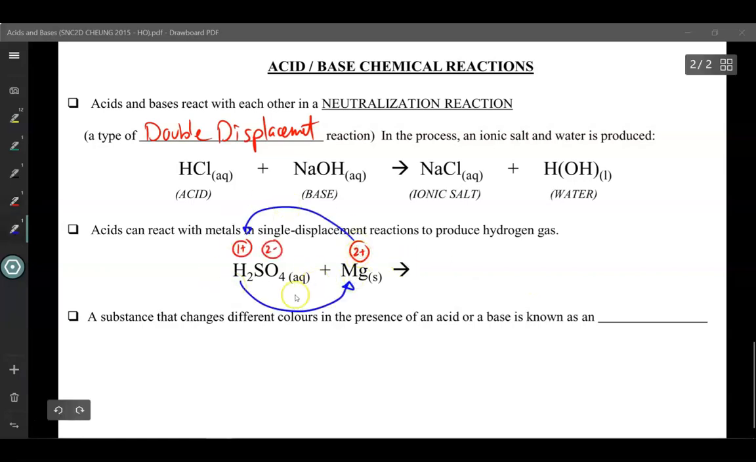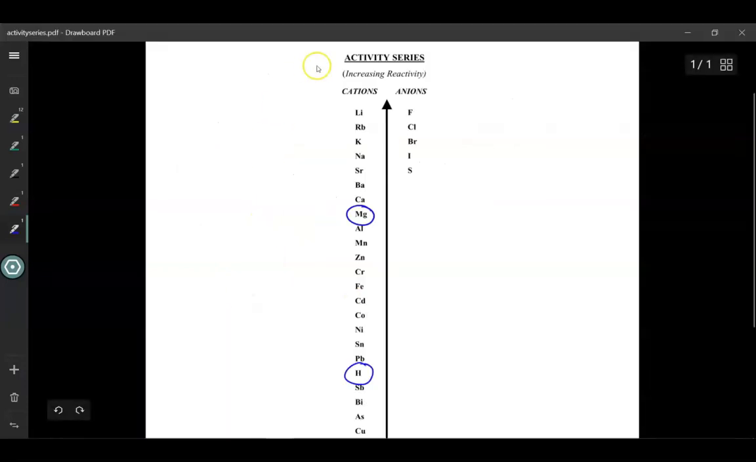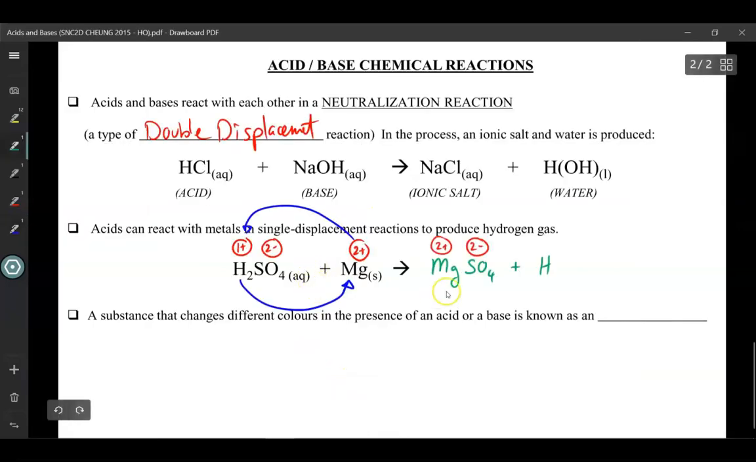Alright, so this is cation single displacement, where the cations are going to displace each other. Again, check the activity series. Magnesium is higher, so it can bump out the hydrogen, creating the brand new partner of magnesium and sulfate. Don't forget to zero sum. In this case, it's fine, 2 and 2, so we don't need any subscripts. But hydrogen is, of course, diatomic, so don't forget the 2.